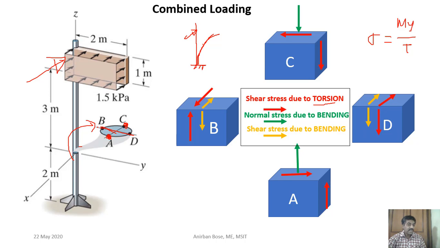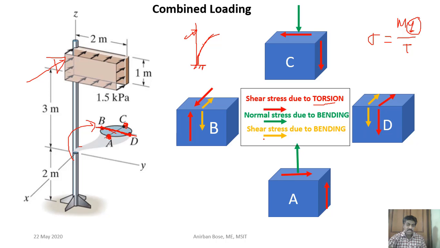Now what about B and D? Since the bending is taking place with respect to BD, so BD is as if the neutral axis. So at B and D there will be no bending stress, because at B and D y is 0, because with respect to the neutral axis, this y is basically the distance from the neutral axis. Both B and D are at the neutral axis.